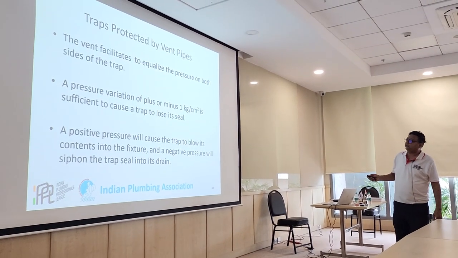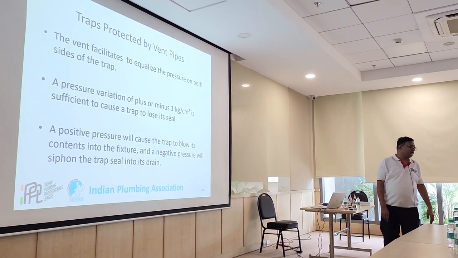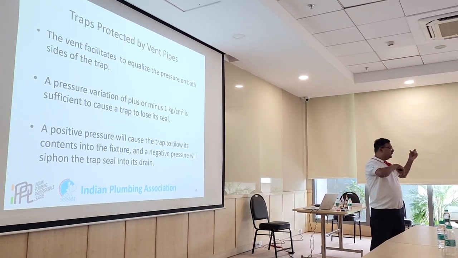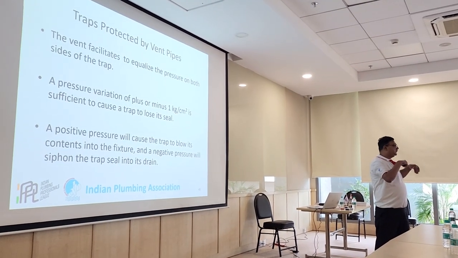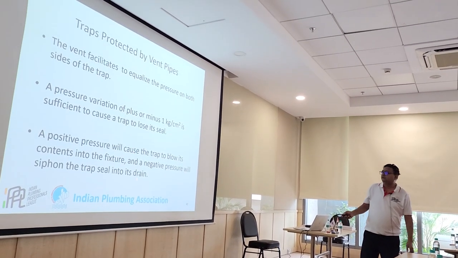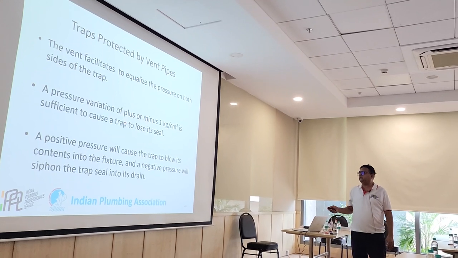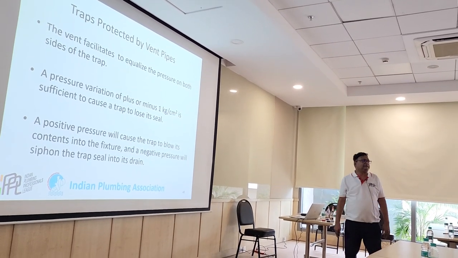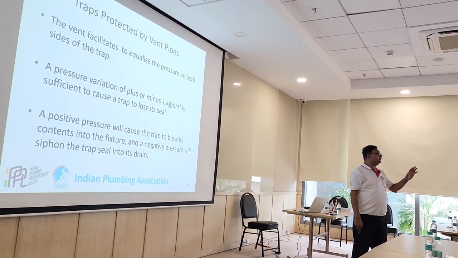The vent facility is to increase the pressure on both sides. Whenever you are flushing something, make sure that your waste pipe has the same amount of atmospheric pressure. How can you ensure that? By providing adequate vent. A pressure variation of plus and minus 1 kg is sufficient to cause a trap seal to lose its seal.